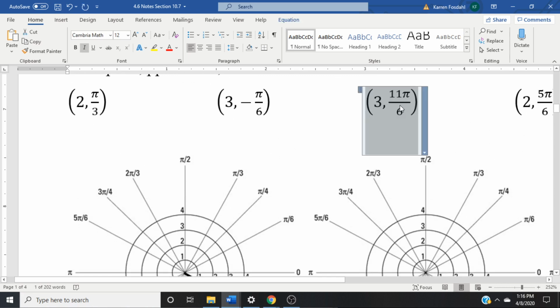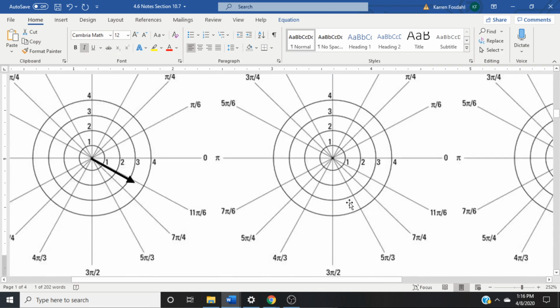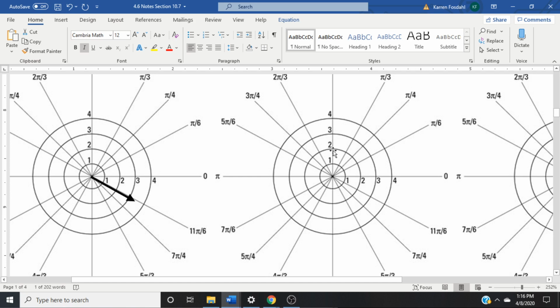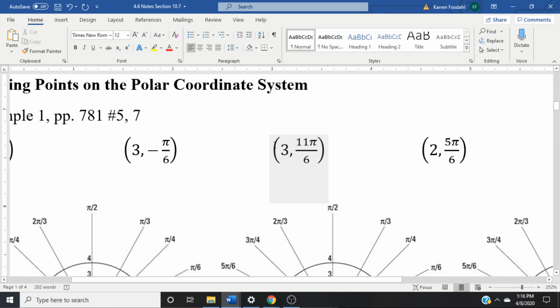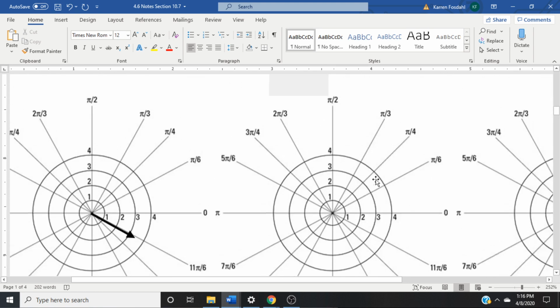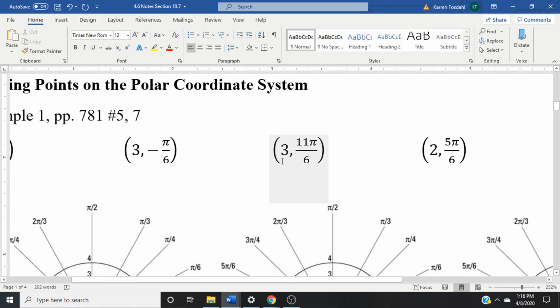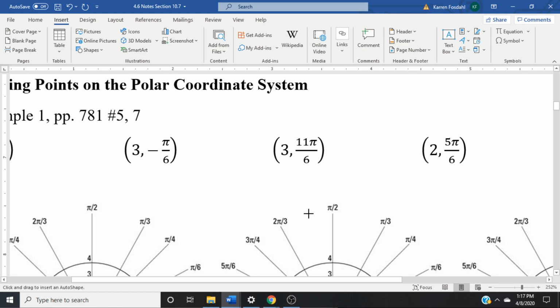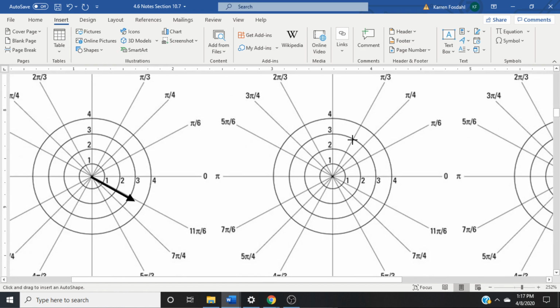So negative pi over 6, 3 distance. Now, try this one. 3 and 11 pi over 6. What would that look like? Which quadrant would that be in? Quadrant 1, 2, 3, or 4? And the answer is quadrant 4.